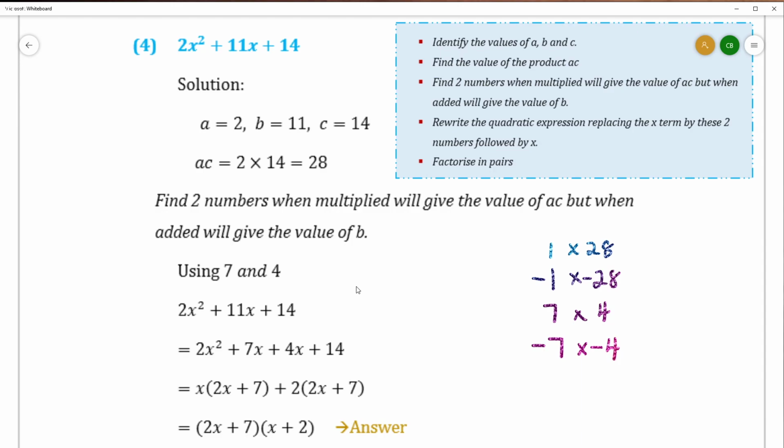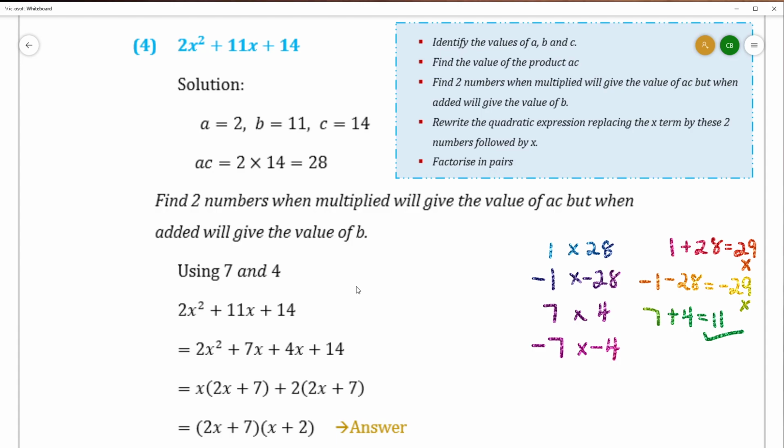And then our second part of the criteria is which pair, when we add it, would give the value of b, which is 11. So 1 plus 28 is equal to 29. So this is not it. Minus 1 minus 28 is going to give us minus 29. So also not that value. 7 plus 4 gives us 11, and this is the value that we need. No need to go further.